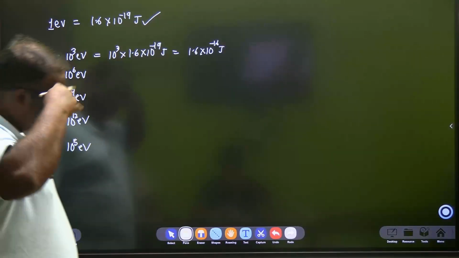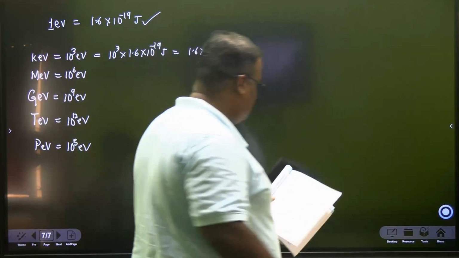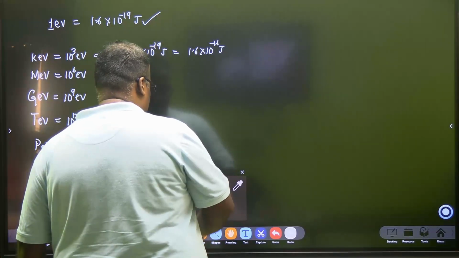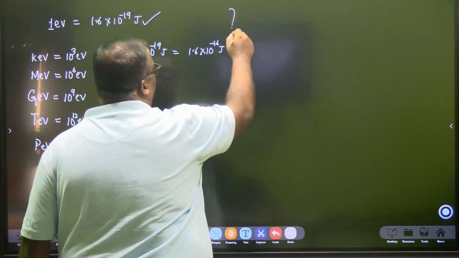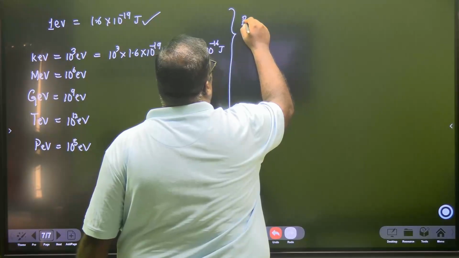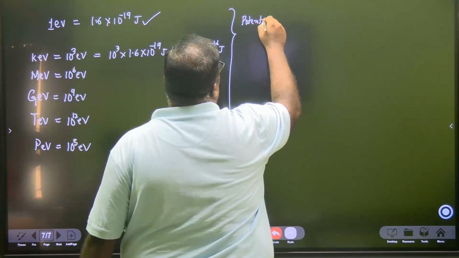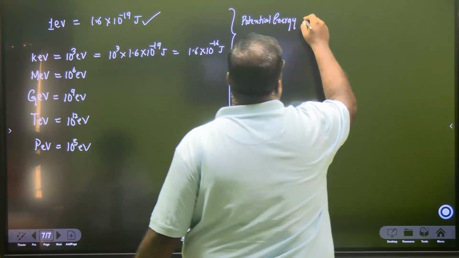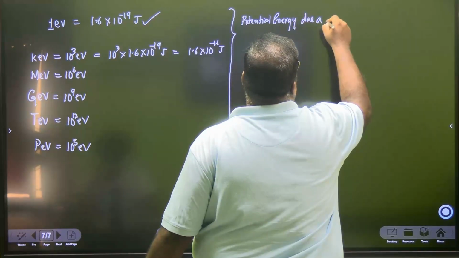Now this was potential energy of a charge in an external electric field. So what did you study so far? You studied potential energy due to a charge.